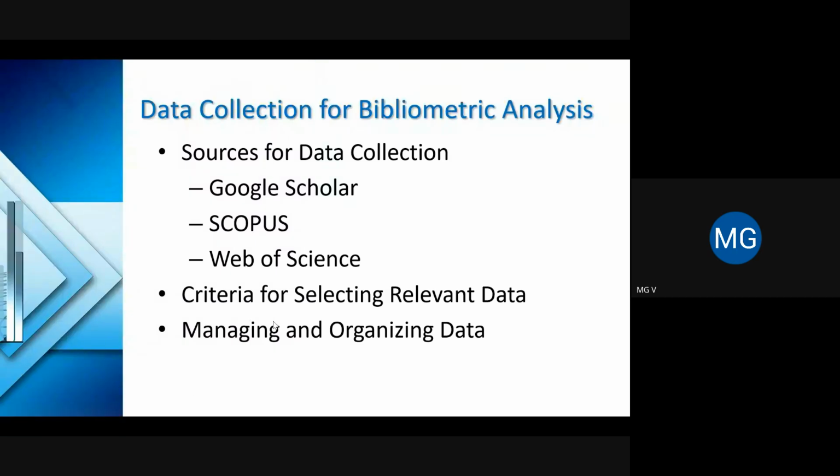Data collection for bibliometric analysis. Though we have discussed this yesterday, let us explore. The foundation of a successful bibliometric analysis, as we all know, lies in systematic collection of data. Databases like Google Scholar, Scopus, and Web of Science are key sources. Selecting relevant data involves defining clear criteria such as keywords, publication years, and subject areas.